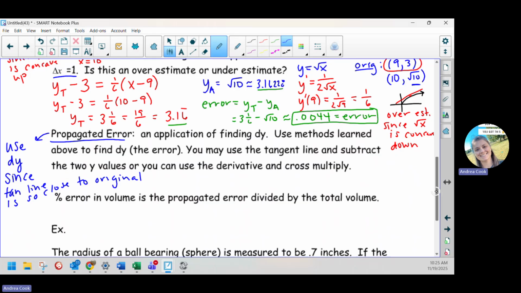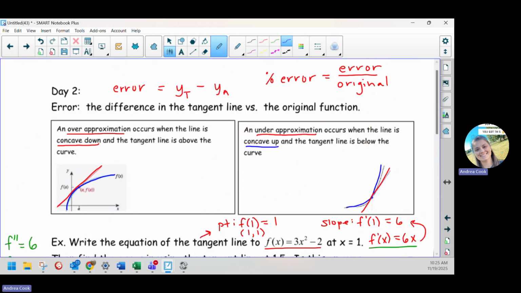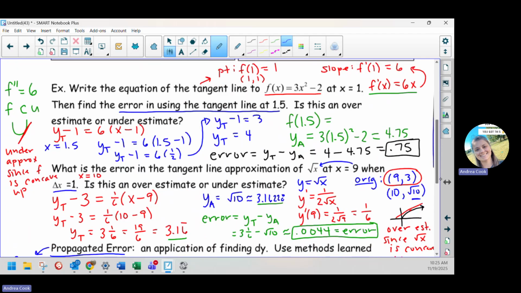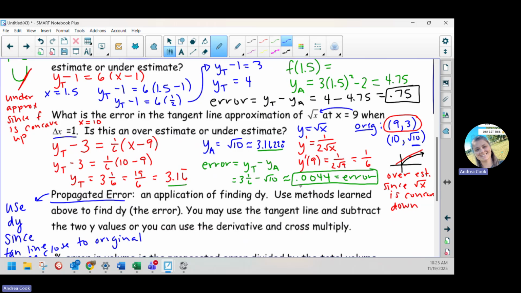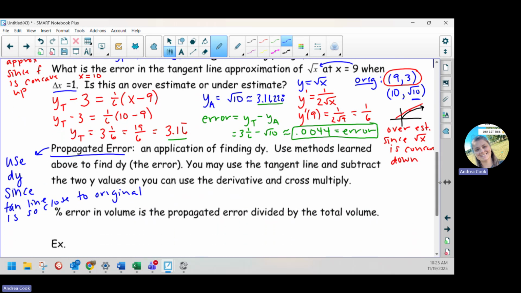So again, if I go back up to this picture here, if you're really close to that point of tangency, the error is going to be so close to the same y value, it's going to be essentially 0. It's kind of like the last problem we did, where the error was almost 0 the closer you get to the point of tangency. So we can use dy to estimate.